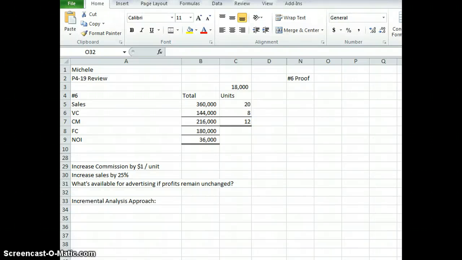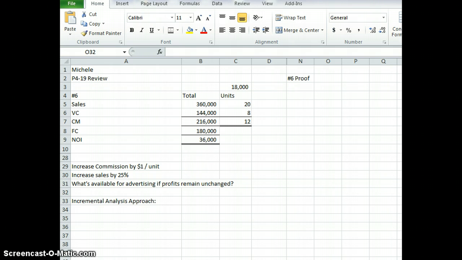Okay, so question number 6 is asking us to use an incremental analysis approach to figure out what happens if we increase our sales commission by $1 per unit, and I'd suggest that a sales commission is a variable cost, and that results in an annual sales increase of 25%. And the question it's asking is, can we back into the total advertising dollars that we would have available to us if we don't want profit to change?